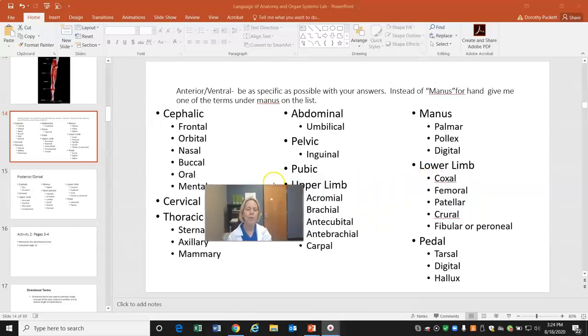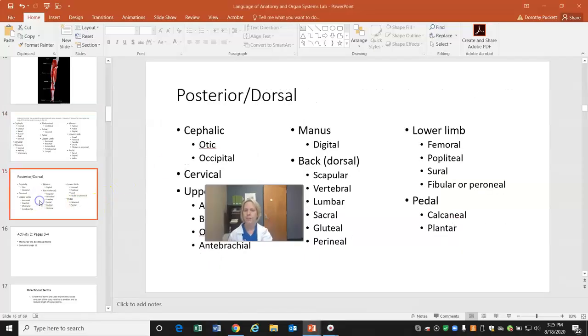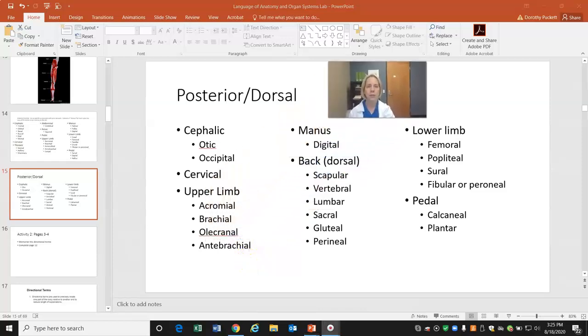So the anterior, or what we call the ventral or the belly side region, you want to be as specific as possible in your answers on quizzes. So for instance, instead of just saying manus for hand, if it was pointing to the finger, you would want to put digital. So be as specific as you can when you're answering your questions for your quizzes and for your practical. So you have both anterior and posterior regions, and you want to look through a few of them I didn't go over yet, but you want to go ahead and start studying this so you understand it.